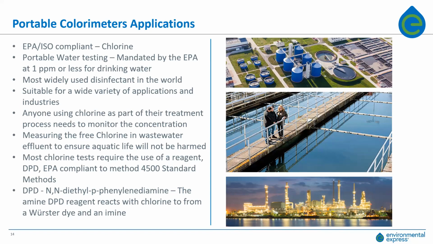Measuring free chlorine in the wastewater effluent ensures that the aquatic life downstream from wherever the plant is releasing its water won't be harmed. Most chlorine tests require the use of DPD. Again, this is EPA compliant to method 4500G in standard methods. The DPD reacts with chlorine in the water sample to form a Wurster dye and an imine as their end products.